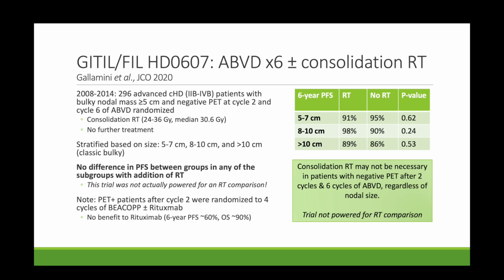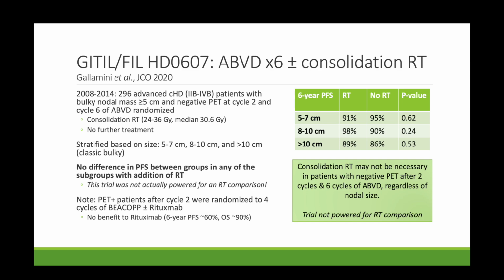There are a couple of trials from the Italian study group that I think are worth mentioning that investigated the role of consolidative radiotherapy for advanced stage Hodgkin disease that had a complete clinical response to ABVD. So HD 0607 took patients with advanced Hodgkin disease and bulky nodal mass, so greater than or equal to 5 centimeters. And these patients had to have a negative PET at cycle 2 after ABVD as well as after cycle 6, so complete clinical response.